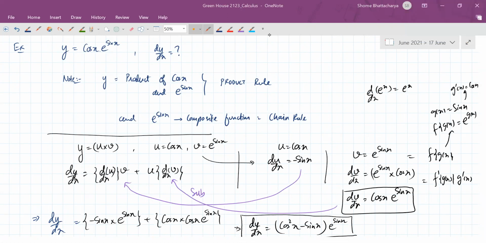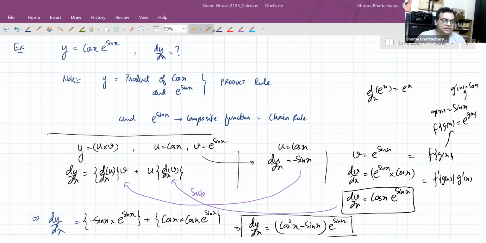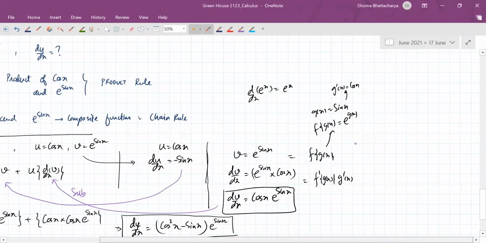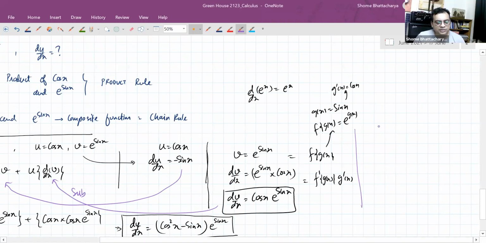Can you explain dv by dx? Like du by dx I got as minus sin x, but for dv by dx, I used the chain rule directly using the formula. But if it's not striking directly, then we can also use the step-by-step method. So our v is e raised power sin x. Here we can take sin x as z. So our v becomes e raised power z. This is our first step.